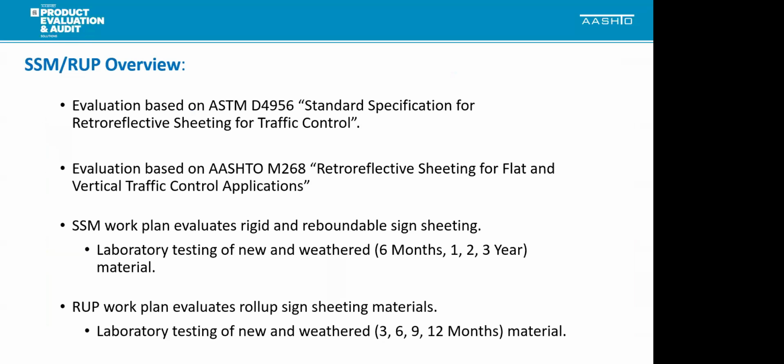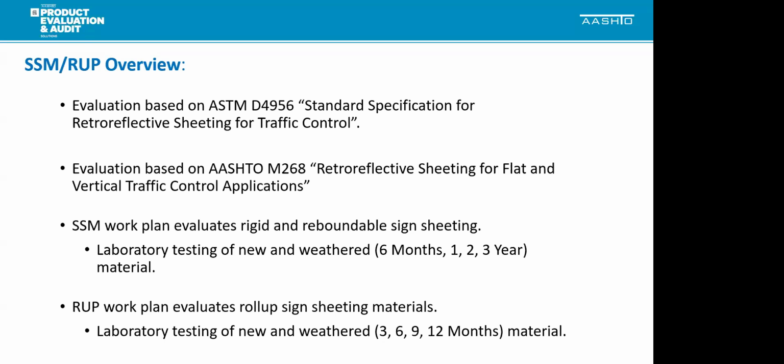There we go. So basically, our evaluations are based on two specifications. Most states follow the ASTM D4956 standard spec for retroreflective sheeting for traffic control. And we also have another spec, the AASHTO M268 spec, retroreflective sheeting for flat and vertical traffic control applications.